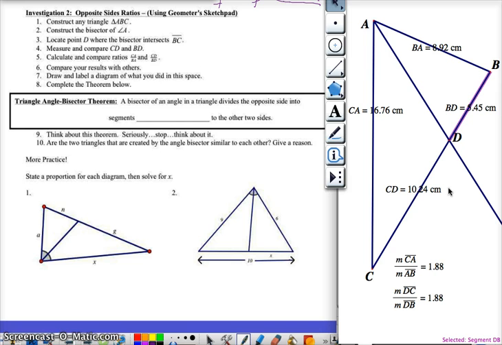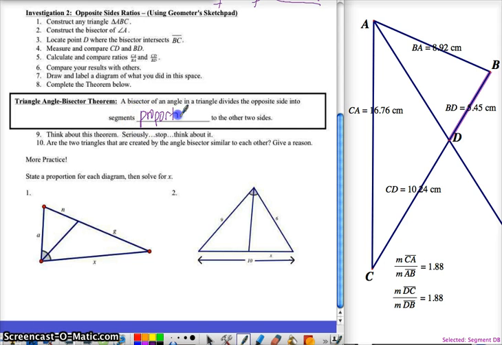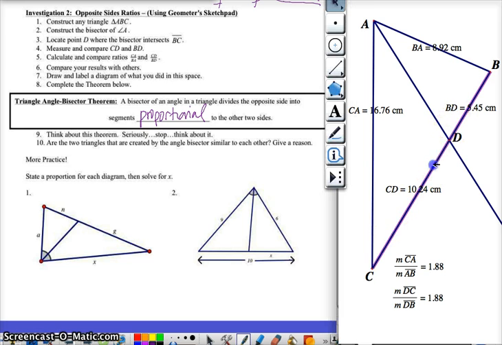So what does the triangle angle bisector theorem say? It says a bisector of an angle in a triangle divides the opposite side into segments proportional to the other two sides. So looking at the diagram, this bisector AD in the triangle divides the opposite side. The opposite side is BC. So it divides this opposite side into segments that are proportional to the other two sides of the triangle. So CD over BD is the same as CA over AB.